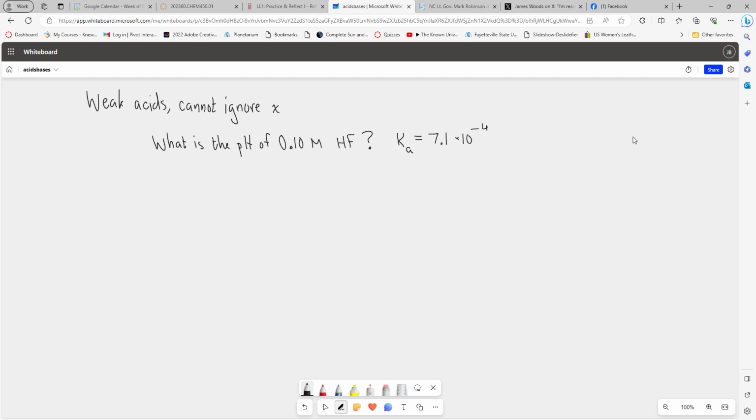So let's say you have a problem where you cannot ignore x in the denominator. What is the pH of 0.1 molar HF? And the Ka is given. Notice it's greater than the Ka we had before. So we solve x squared over c minus x is the Ka. Just like we had before. And although we don't know yet that we cannot ignore x, we're going to ignore it anyway in the denominator. We'll just assume that c minus x is about equal to c. And we take the square root of Ka times c. Ka times c, then take the square root. And that gives you what x is.